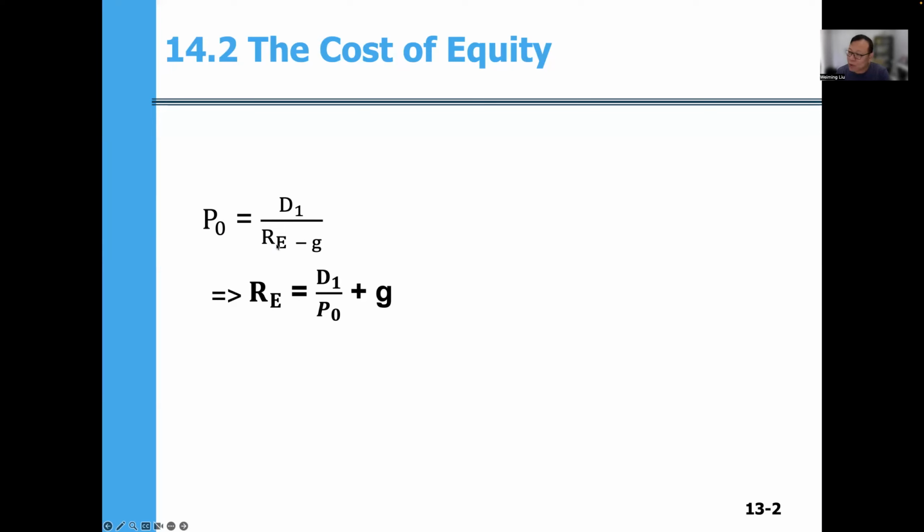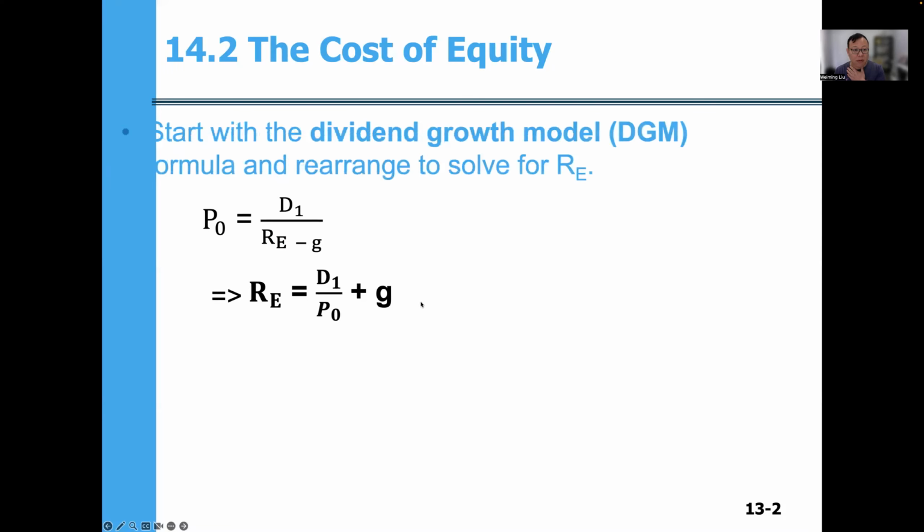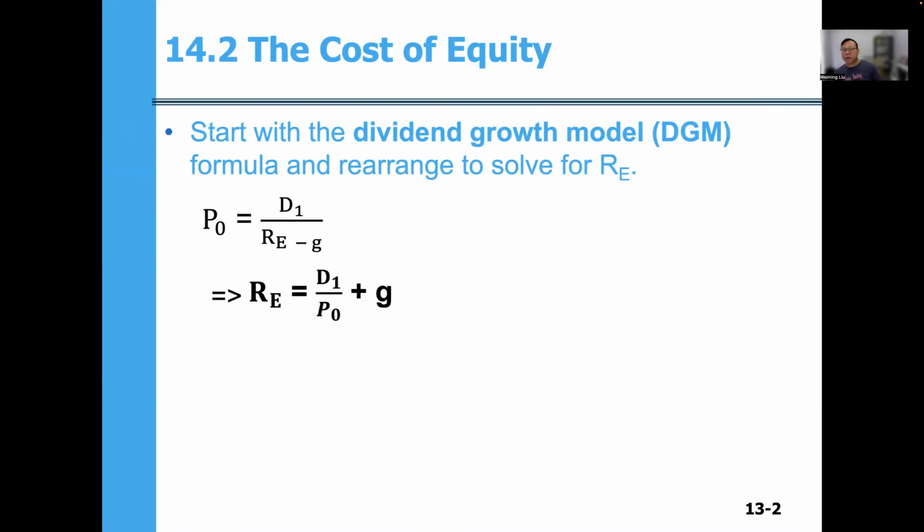Because what we care about is the return of the investors, the RE, we solve for RE using the equation above. We get RE equals D1 divided by P0 plus g. P0 is the current price. D1 is the dividend you are going to receive at the end of the first period. And g is the growth rate. So this is the dividend growth model.